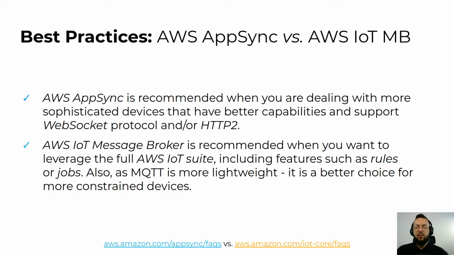So speaking about those two use cases for the Internet of Things, I think that AWS AppSync is recommended for hardware and devices that have better capabilities when it comes to handling better protocols and better hardware, more sophisticated devices, as I said.